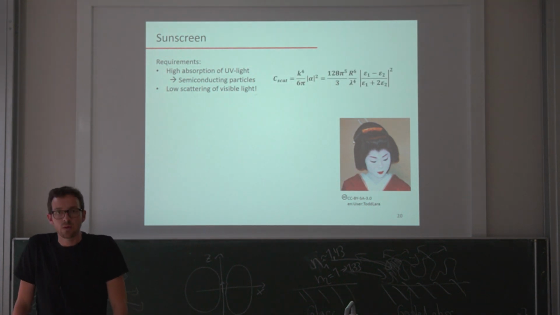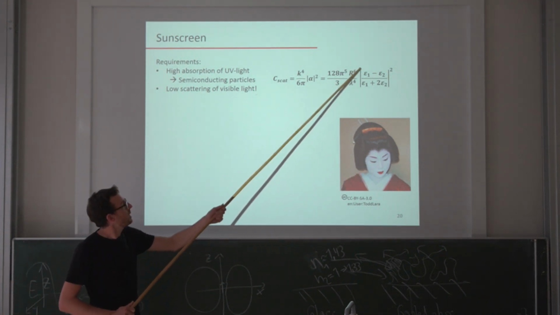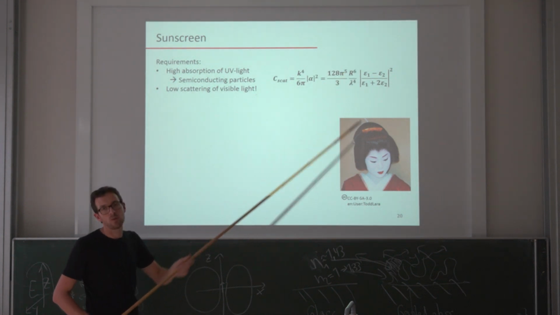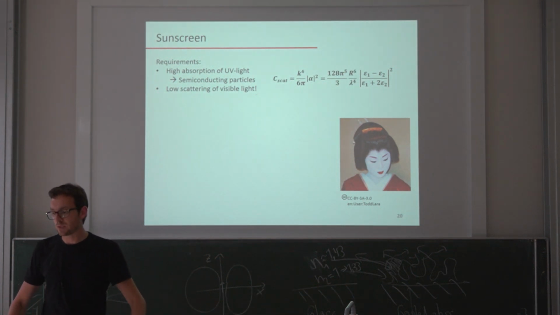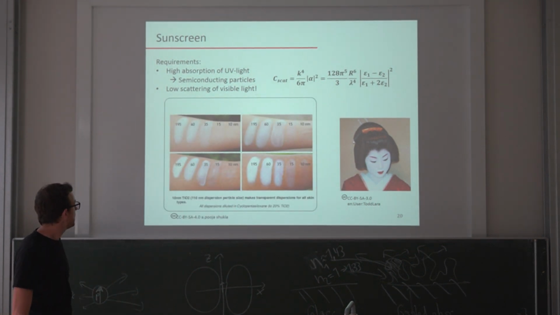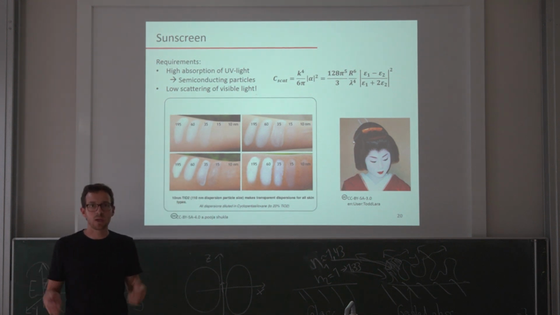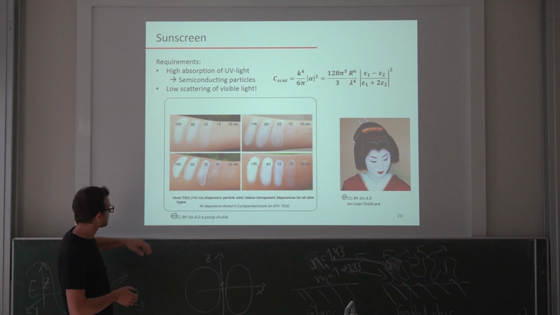So again, you go to the equations that govern the scattering. And now you see that you need to optimize in a different way. Here, you want to reduce the radius of the particles to make the scattering less and less efficient. And here's an example of how this works. So this is titanium dioxide, also a semiconducting material, so it can actually work as a sunscreen.